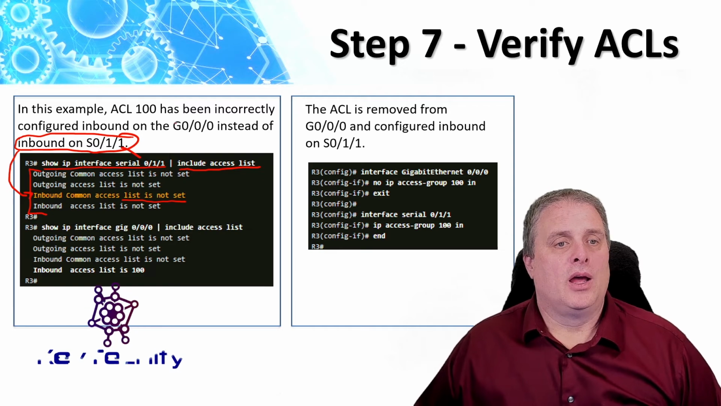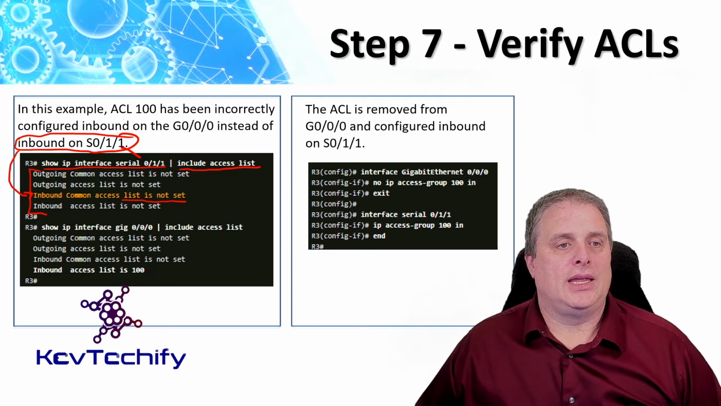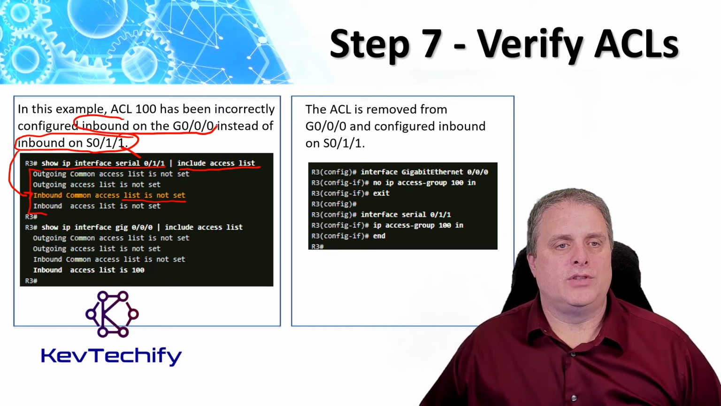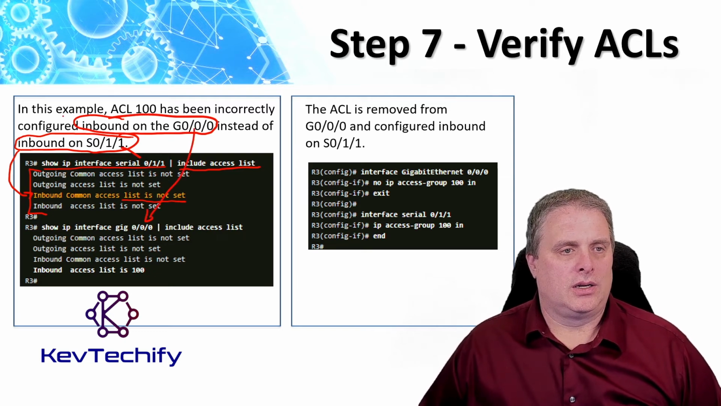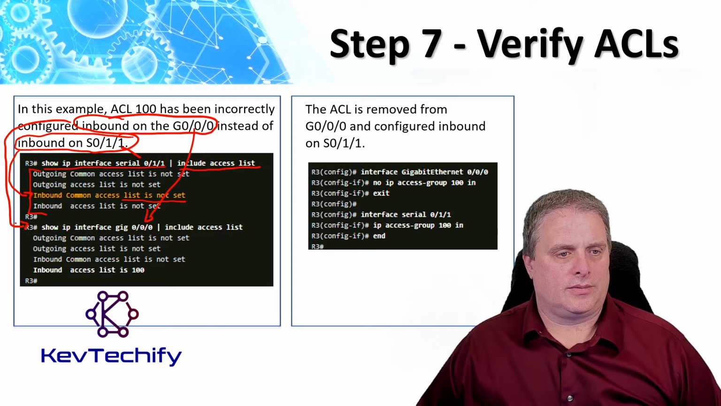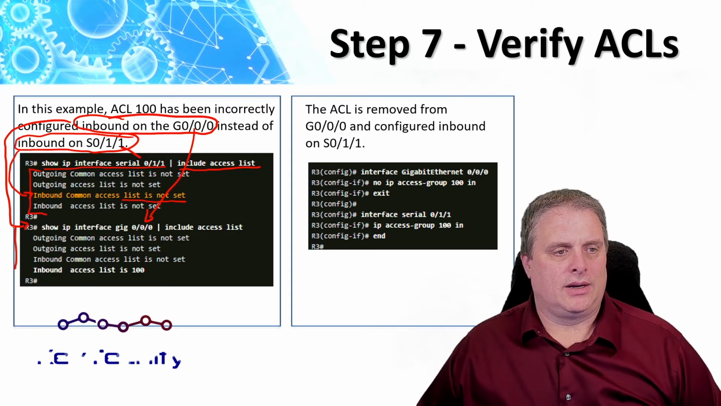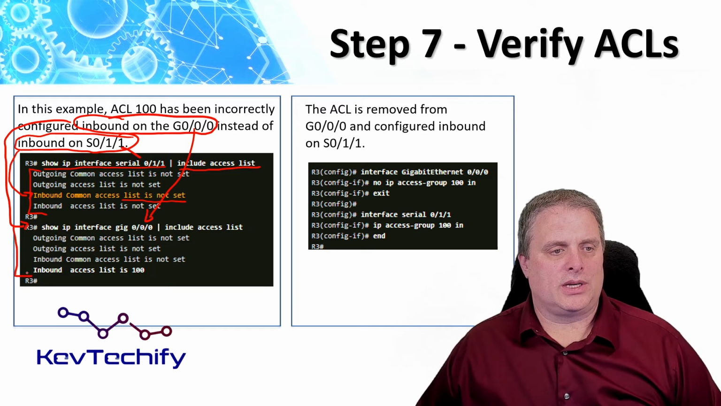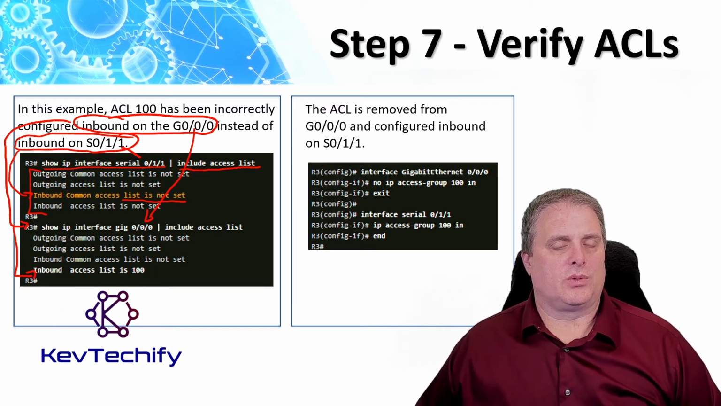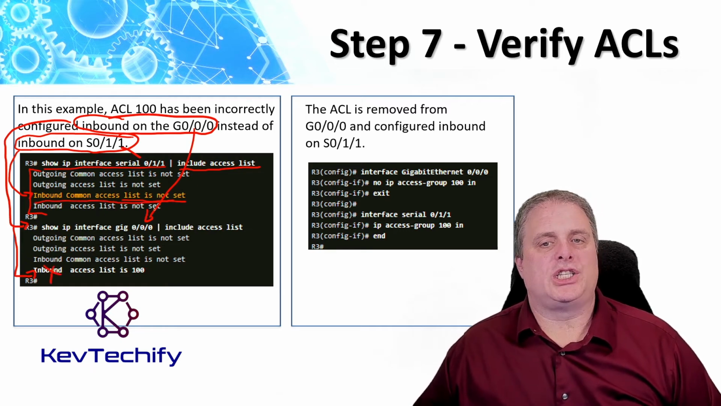We don't have any. But if we look at the inbound of G0/0, which this command does right here, we can see that the inbound is set to access list 100, where it shouldn't be. So this shouldn't be here. This should be our command. So we have to go in and change that.